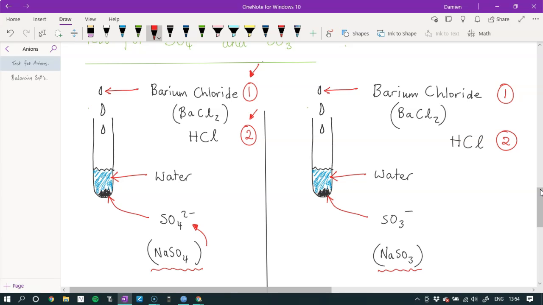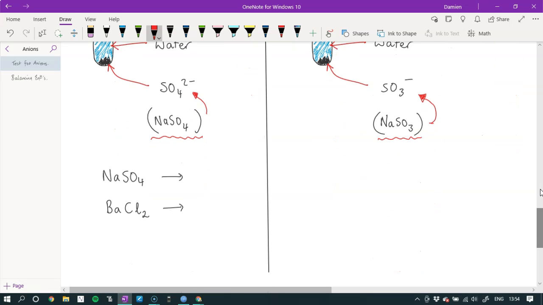For the test for the sulfates, again it's exactly the same, except we've changed the chemical to sodium sulfate. Again, you could use potassium here either. So that supplies our sulfate ions. So let's have a look at what happens. First of all, when you add your sodium sulfate into the water, it splits up and gives you sodium ions, but it also gives you SO4 2- ions. And that's what we're interested in. The sodium ions just stay in solution.